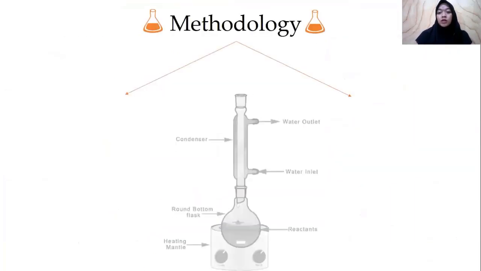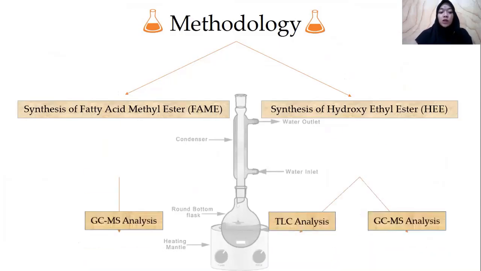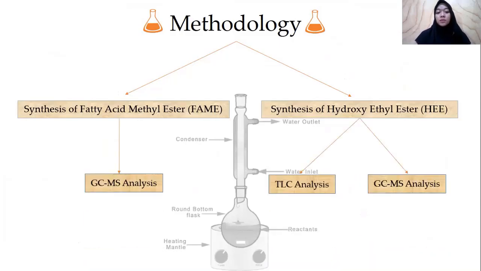These are the methods of this research, which consist of synthesis of fatty acid methyl ester and also synthesis of hydroxyethyl ester. The composition of palm oil was determined by GC-MS analysis, so the palm oil had to be changed to its fatty acid methyl ester. The product from synthesis of hydroxyethyl ester was monitored by TLC analysis, and its chemical compounds were determined using GC-MS analysis.